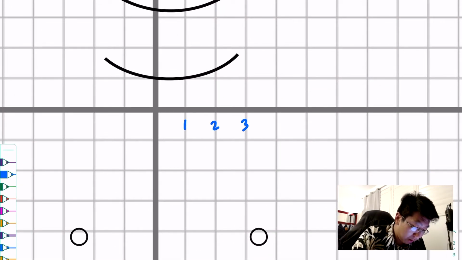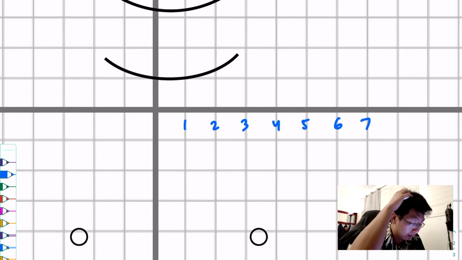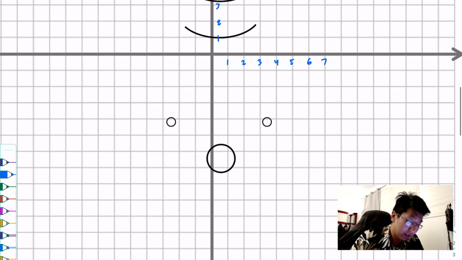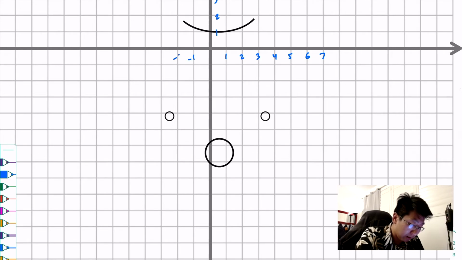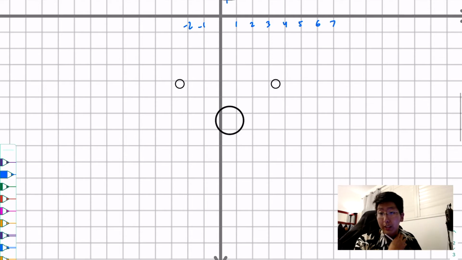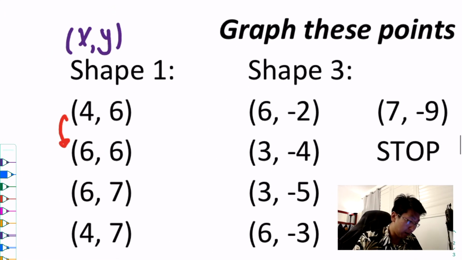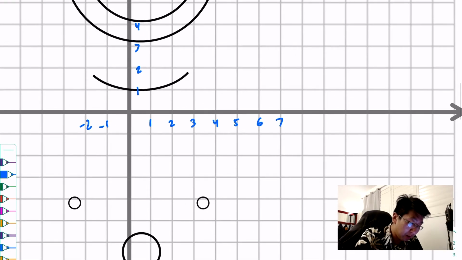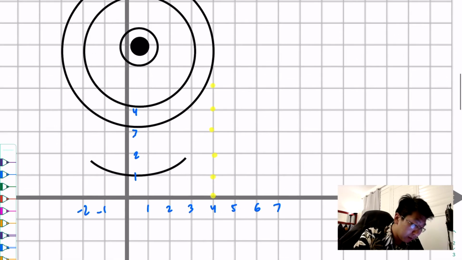And then I need to scale 1, 2, 3, 4, 5, 6, 7. Go ahead and finish scaling, and go ahead and add all the numbers you need. Okay, -1, -2. I'm not going to go through all that. Once you finish scaling, I'm going to plot 4, 6, which is here 4, and then go up 6: 1, 2, 3, 4, 5, 6. So that's going to be my first point.